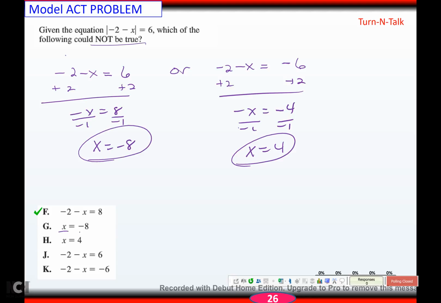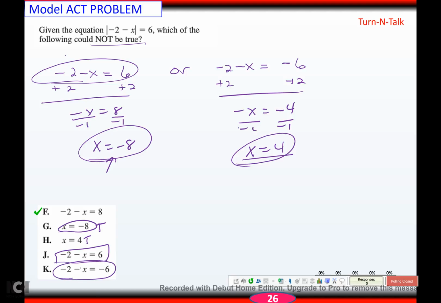Well, x equals 8, -8, that's true. X equals 4, that's true. Then I wrote this equation, -2 minus x equals 6, that's true. -2 minus x equals -6, that's true. -2 minus x does not equal 8, it equals -6, so that's the one that cannot be true.